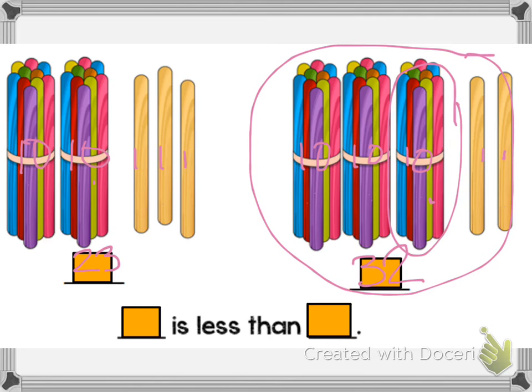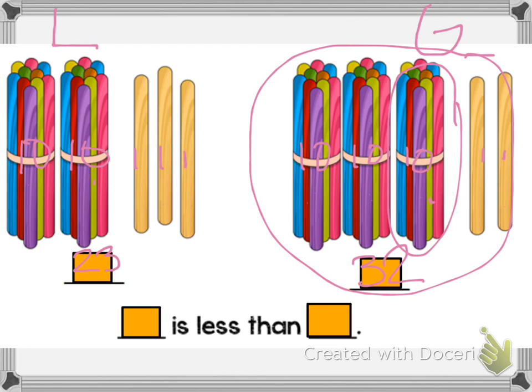So looking at this, it says blank is less than blank. So we have to say which one is less than first, then which one is greater than. Well, we know that 23, that's the one that's less, and 32 is the one that's greater. So it says is less than.